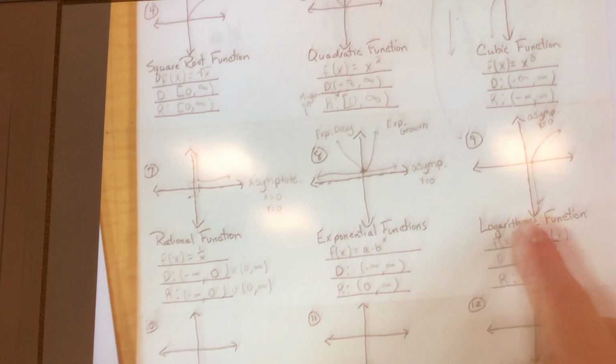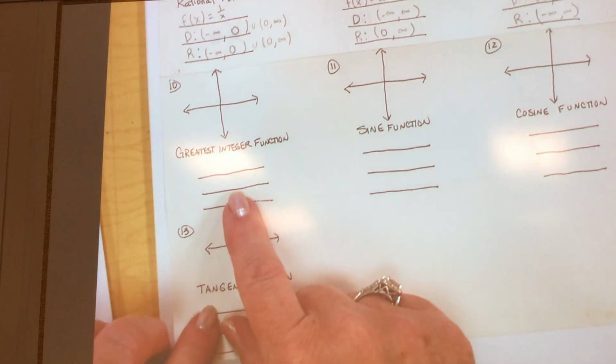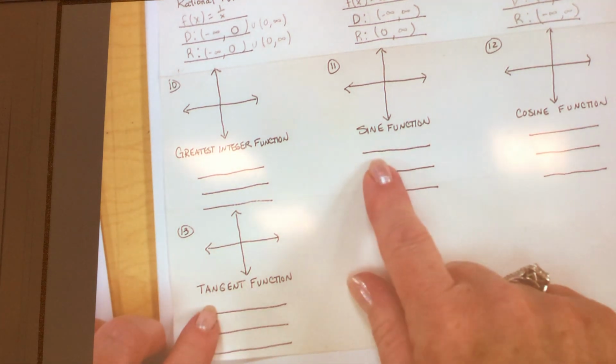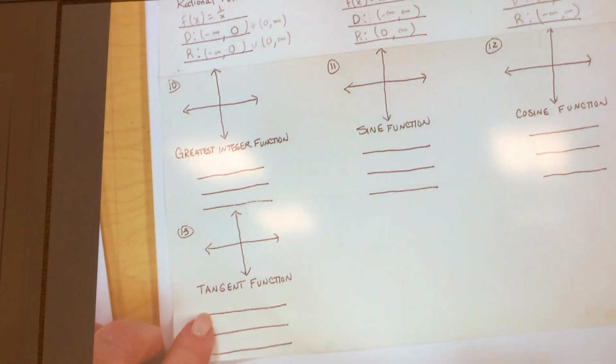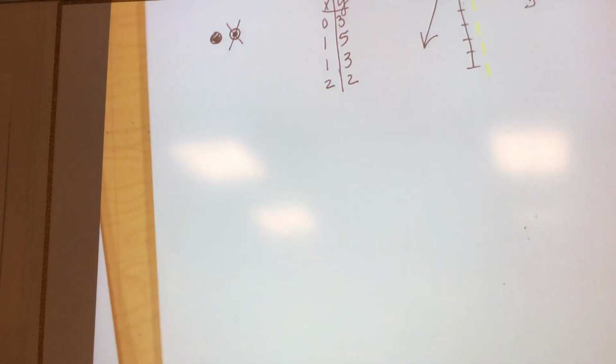But we stopped at logarithmic. Now, look at there. Greatest integer function, that's what we're fixing to talk about. Sine, cosine, and tangent functions, okay? So we took the 9 and we added 4 to it, and that gives you 13, okay? Wait, 9 plus 4 is 13, Ms. Davis. Oh, I'm on it today, aren't I?